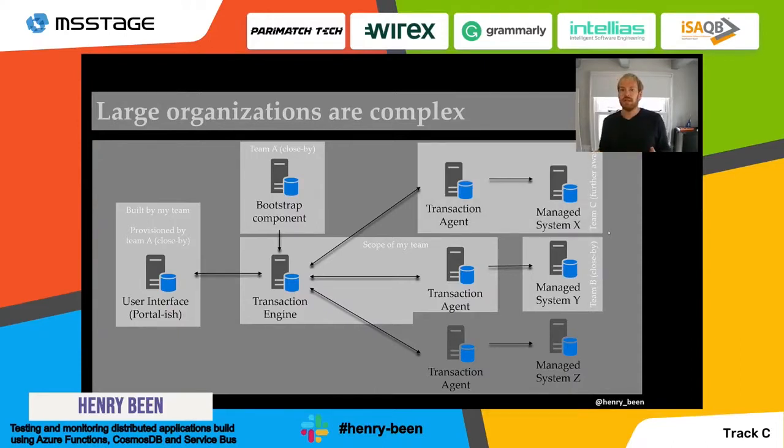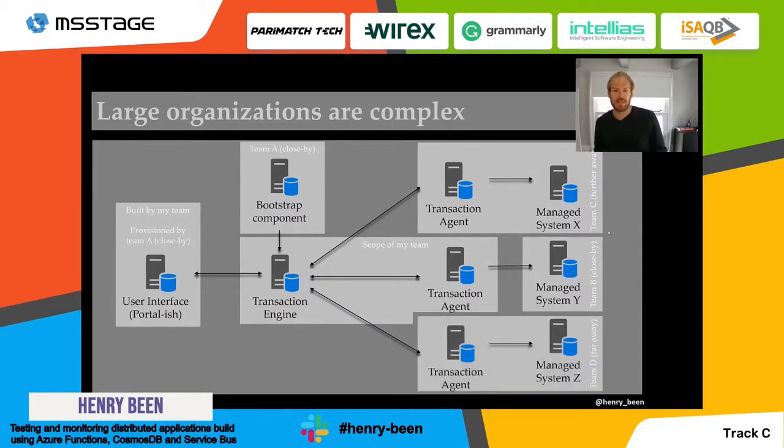Then we had a team C, and they owned another transaction agent that worked against the system X that they already owned before joining this ecosystem. Now this team C was further away, still in the same department, but they had a different manager, a different product owner, and they were also offshored, by the way.